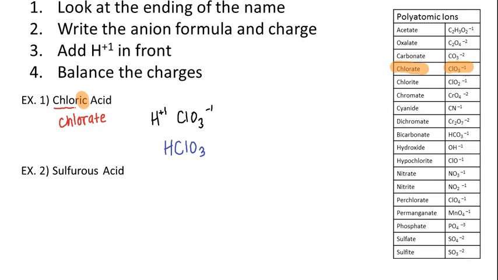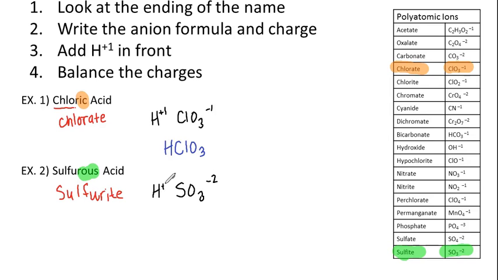For my next example, I'm going to look at sulfurous acid. In this case, my ending is "ous," so that ending tells me that I'm looking for something that ends in "ite." So I'm looking for something like sulfurite, or whatever I can find that's closest to that. In this case, the closest thing to sulfurite is actually going to be sulfite down here at the bottom. And my formula for sulfite down here at the bottom is SO3 -2. So if I write my formula, SO3 -2 is my charge.